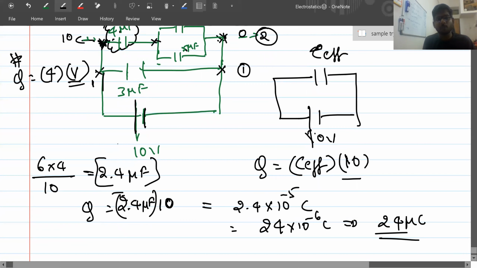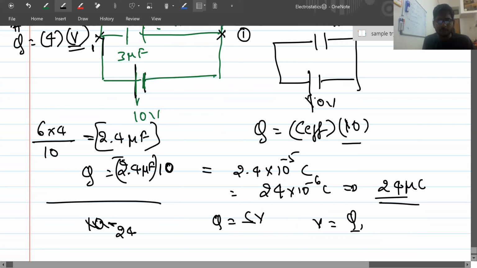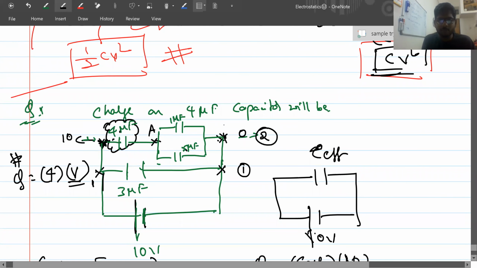If the question is asked as what is the potential drop across the 4 microfarad capacitor, that will be Q by C. Q is equal to CV, so potential drop is equal to Q by C. That is Q is 24 microcoulomb divided by C, where the capacitance is 4 microfarad for this capacitor. So the potential drop across that 4 microfarad will be 6 volts, and the potential drop across this, I consider A point and P point, AP is 4 volts. 6 plus 4 combined together is 10 volts, which is the potential drop across this entire second row, which is equal to the battery potential.